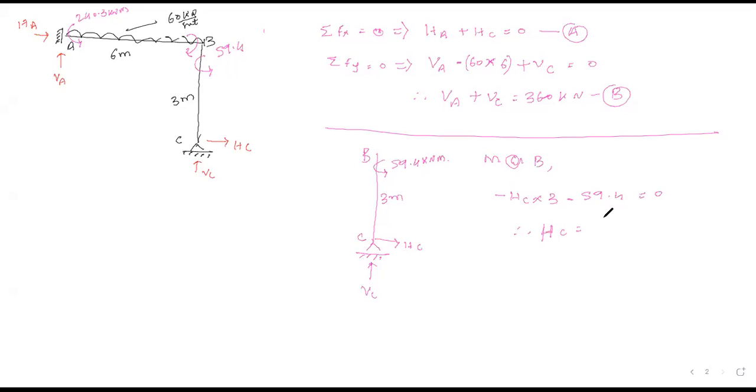Okay, minus 19.8. Yes or no? Put this value in equation number A. Put in A, you will get HA. Your HA plus SC should be equal to 0, so your HA will be plus also. HA will be equal to plus 19.8. Yes or no? I hope it is clear to all of you. Understood, it becomes plus. Okay, fine.